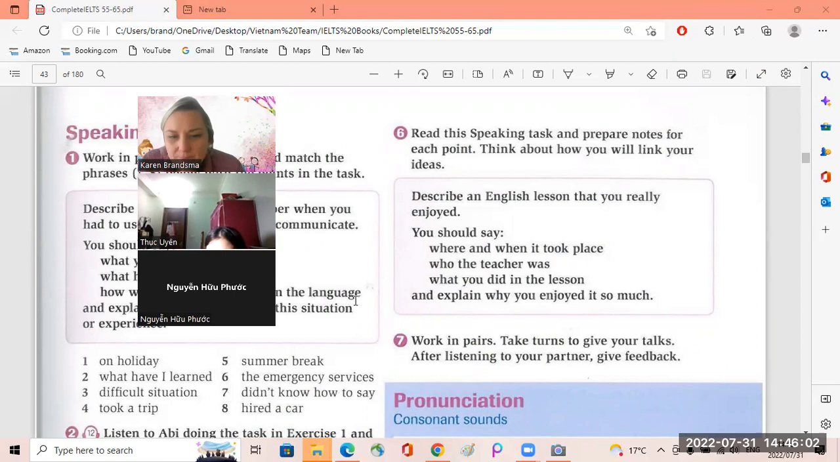Now we're going to describe an English lesson that you really enjoyed. So, Uyen, you can go first this time. You should say where and when it took place, who the teacher was, what you did in the lesson, and explain why you enjoyed it so much.